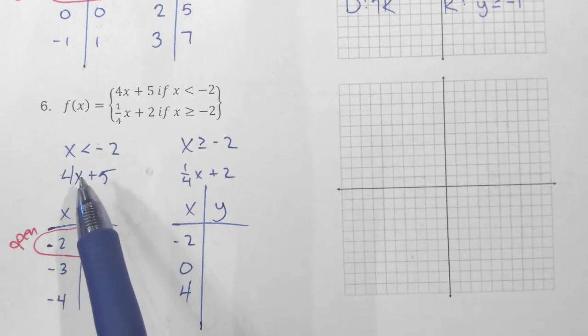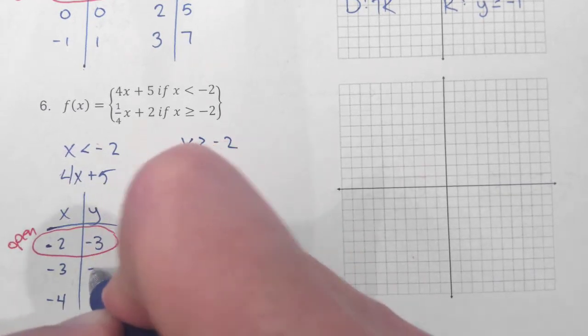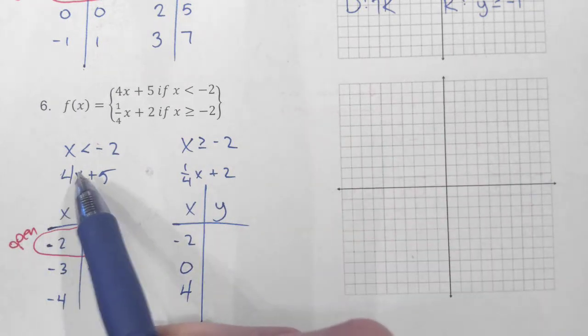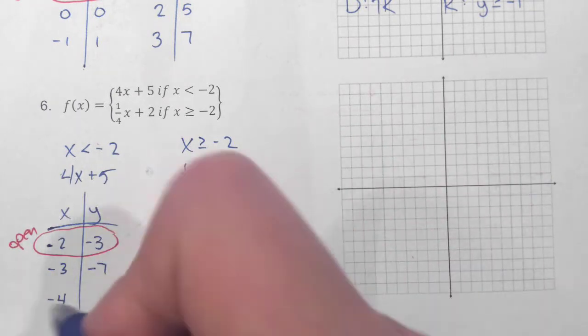4 times -3 is -12. -12 plus 5 is -7. Next one, -4 times 4 is -16. -16 plus 5 is -11.